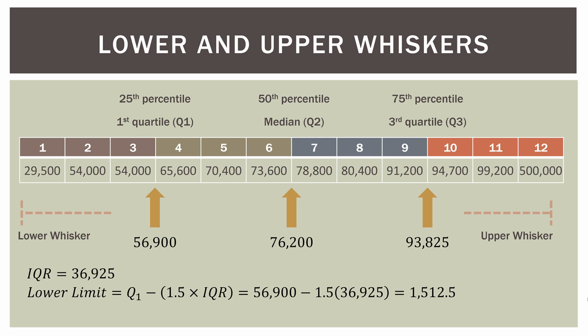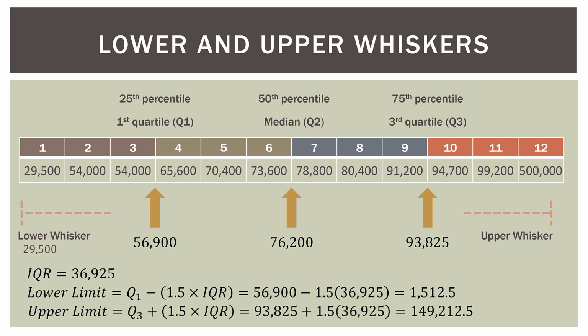But look at our data. Our lowest value is 29,500. So that's going to be our lower whisker value. Even though our lower limit theoretically is 1,512.50, we're going to use our minimum data value, and that will be the lower boundary. The upper limit, Q3 plus 1.5 times IQR, is 93,825 plus 1.5 times our IQR. That gives us a value of 149,212.5.